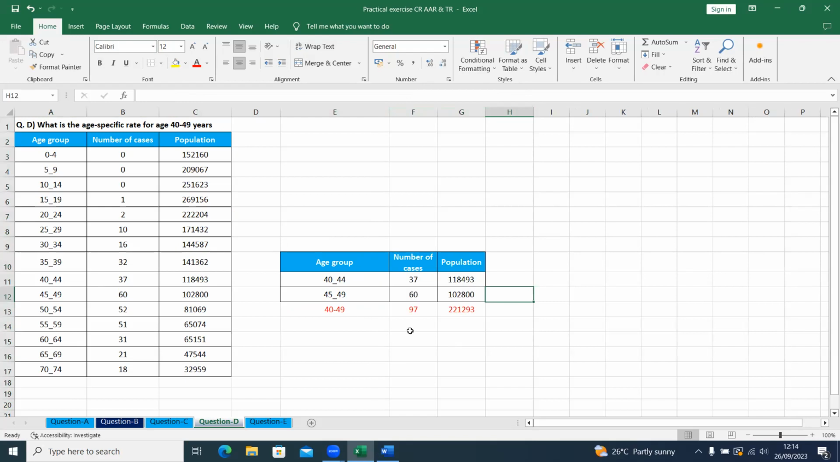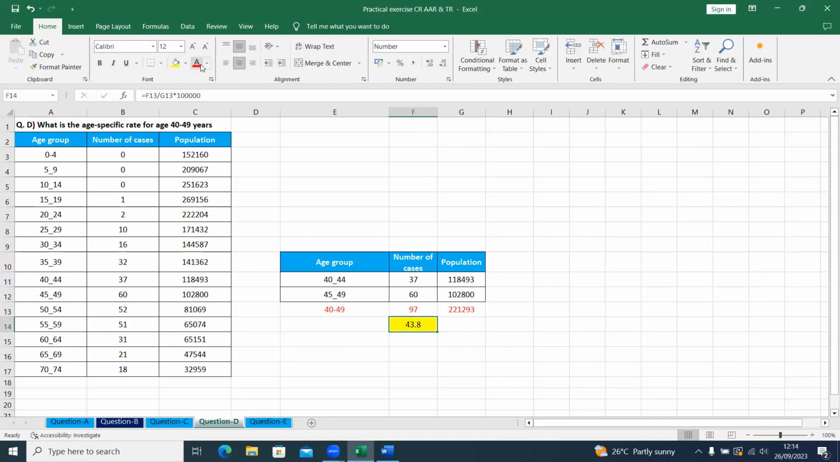Clear? Now we will calculate the age specific rate for the 40 to 49. Number of cases divided by population into 100,000. So this is the final answer.